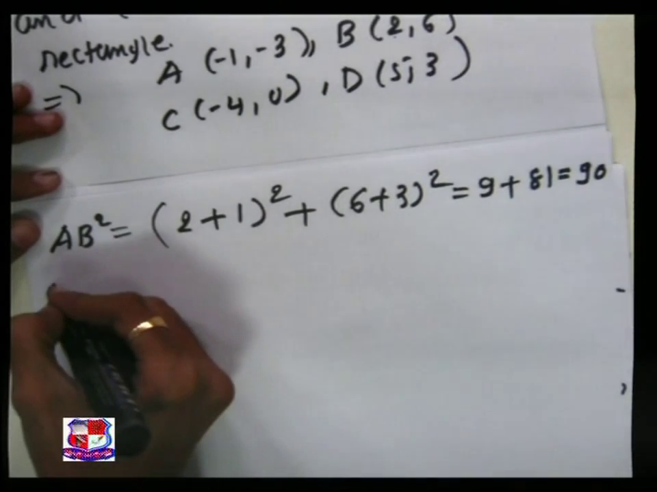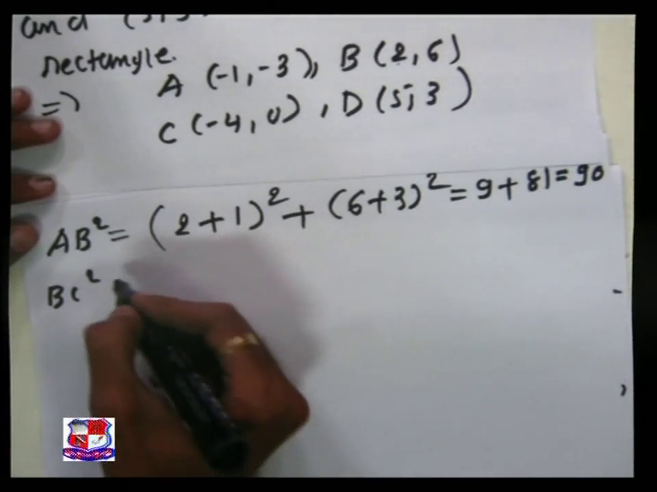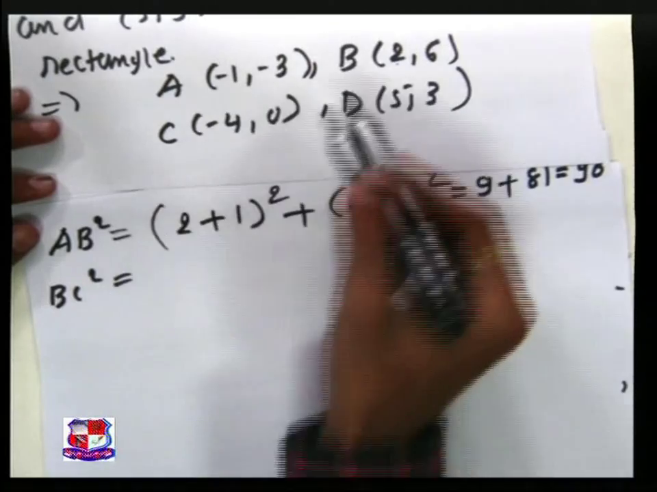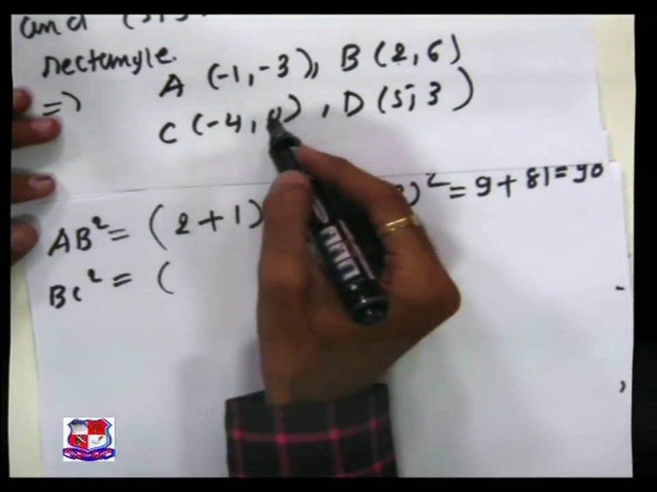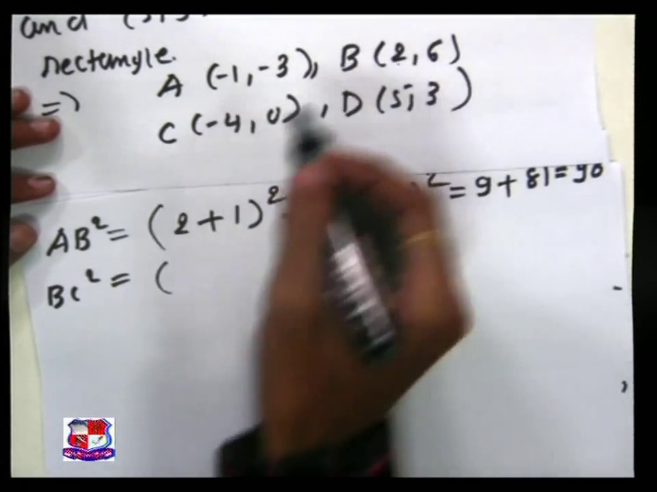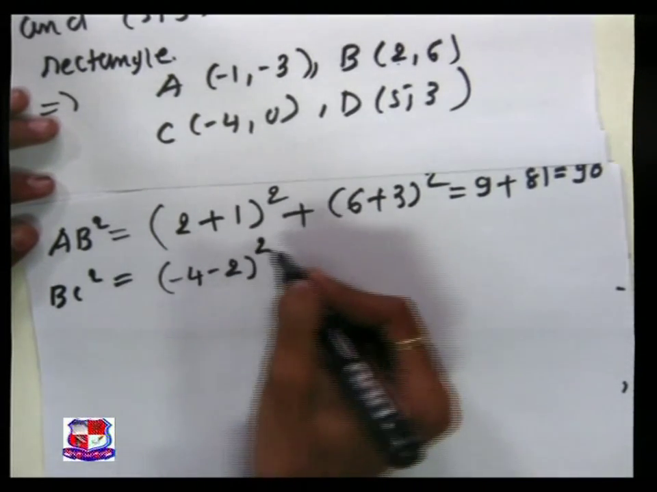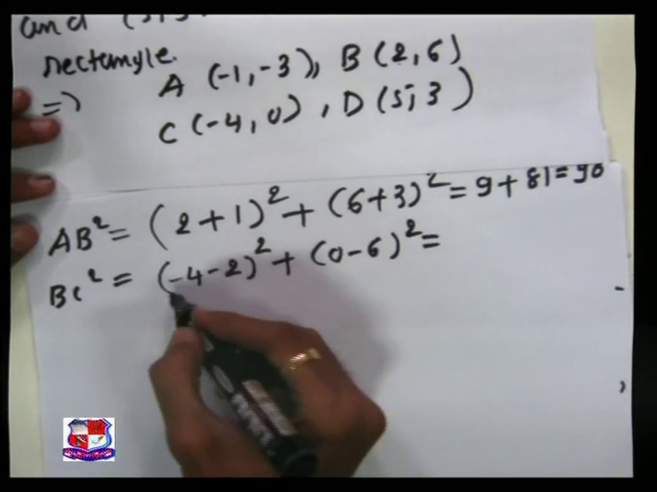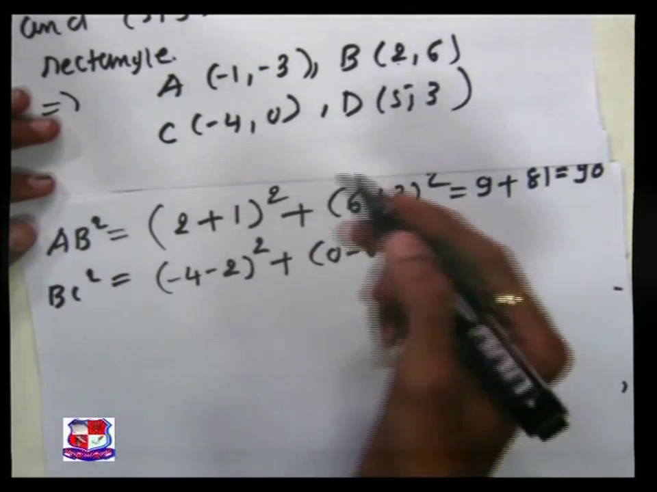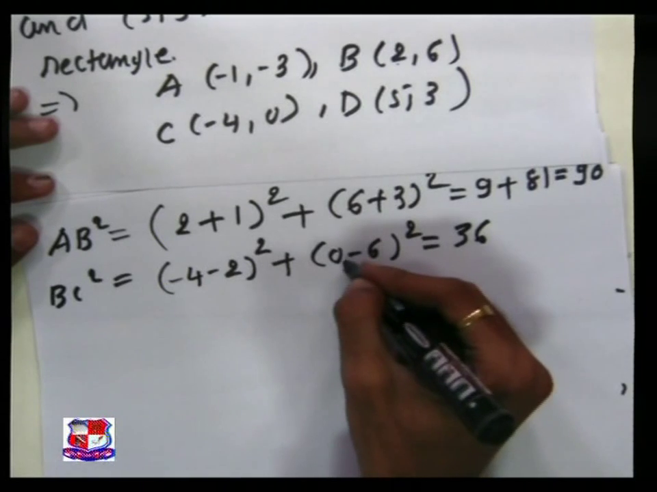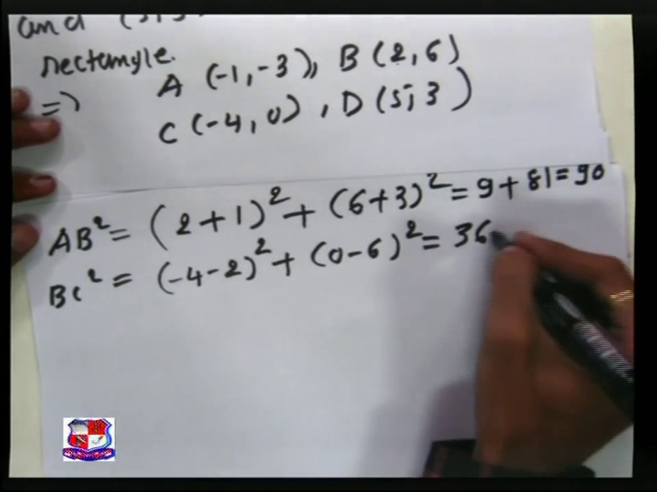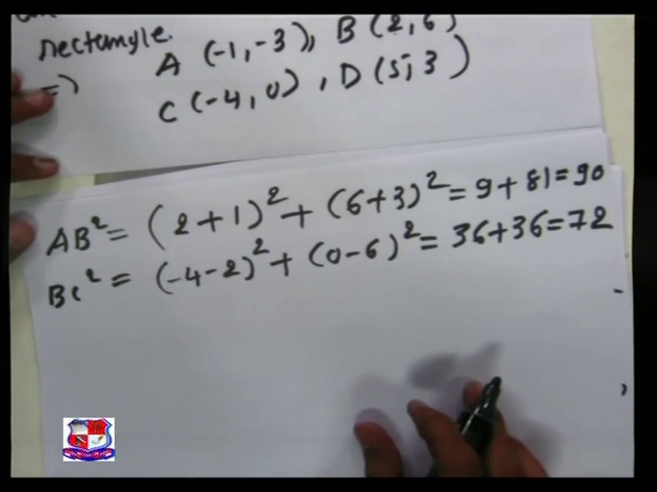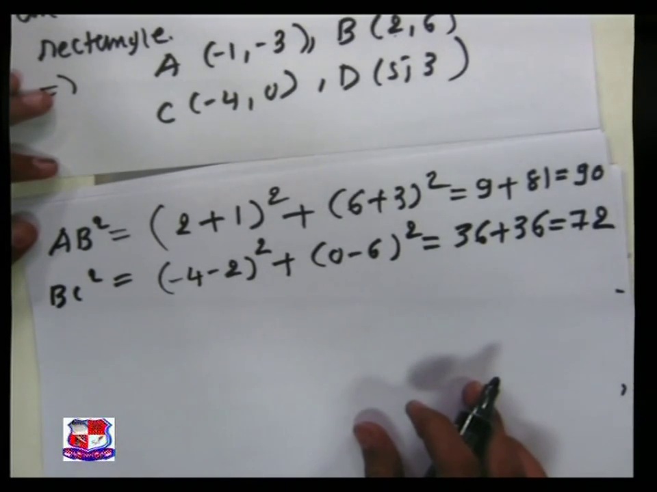In the same way, if we find the BC square, here B is equal to (2, 6), and the coordinates of C are (-4, 0). So distance between B and C, that is (x2 minus x1) and (y2 minus y1). So (-4 -2) whole square plus (0 minus 6) whole square, that is equal to -4 -2, that is -6, and -6 square, that is equal to 36. Also here 0 minus 6, that is -6 square, that is equal to 36. So 36 plus 36, that is equal to 72. So we have AB square is equal to 90 and BC square is equal to 72.